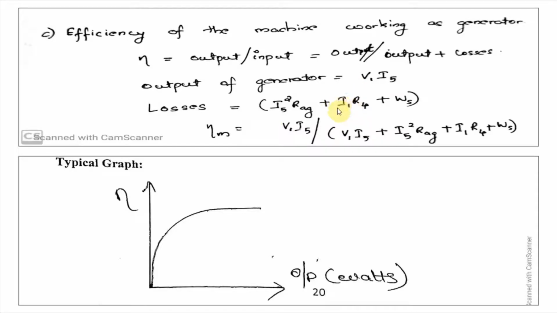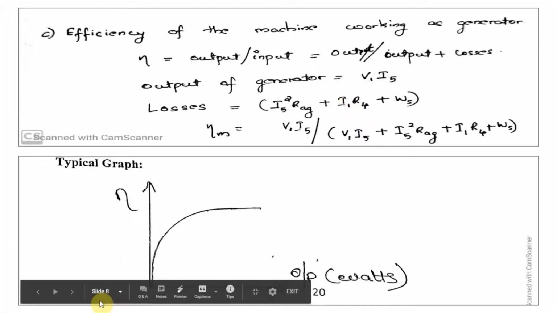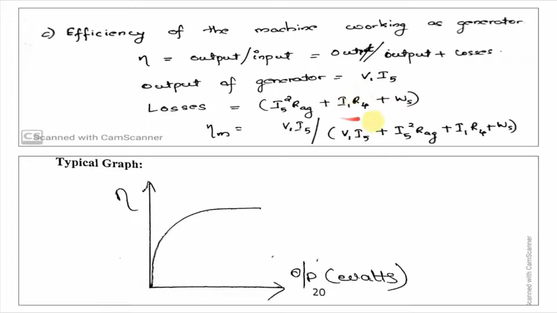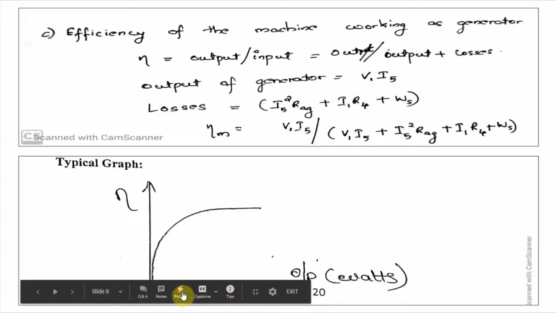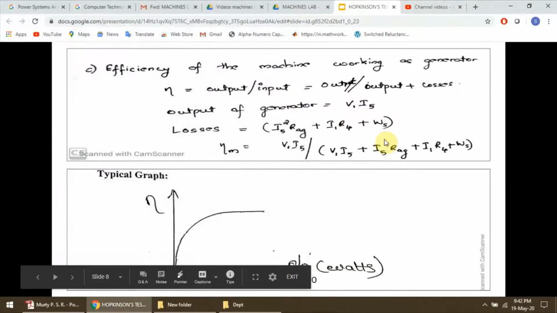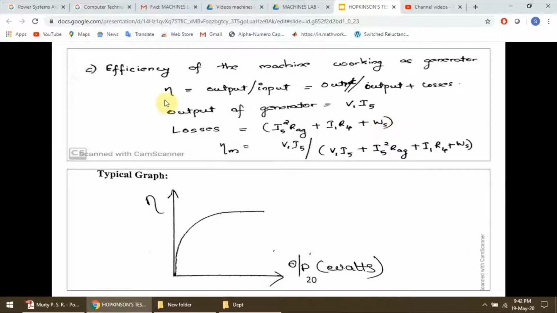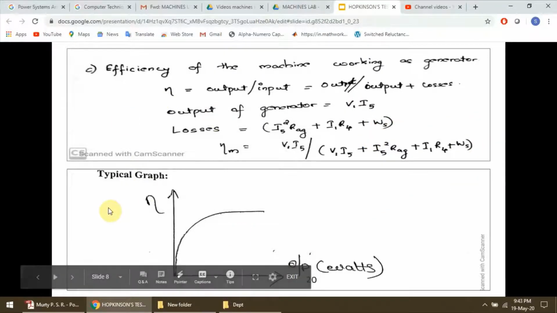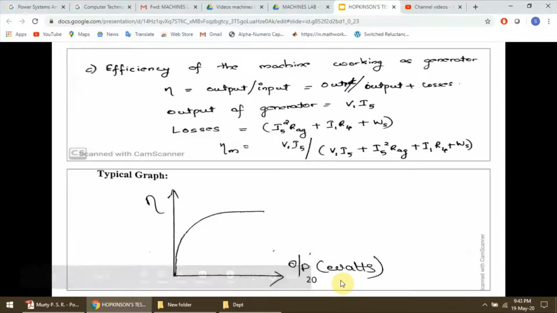This has to be V1. This is not I1. Sorry, this has to be actually V1 into I4. Make a correction here. Sorry, I cannot make a correction in this tab. But to make a correction, this has to be V1 into I4 plus WS. Clear? Sorry. Plus WS is the stray loss per machine. So using this, we'll calculate the losses. And this is the typical graph, efficiency versus output graph for both motor as well as the generator.